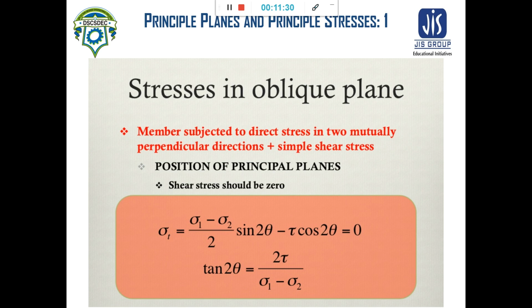Now we have to find out the position of the principal plane. From the definition, the principal plane is that plane where the shear stress is 0. So the tangential value, sigma t, will be 0. That gives us sigma 1 minus sigma 2 by 2 sin 2 theta minus tau cos 2 theta equal to 0. That gives us tan 2 theta equal to 2 tau by sigma 1 minus sigma 2.